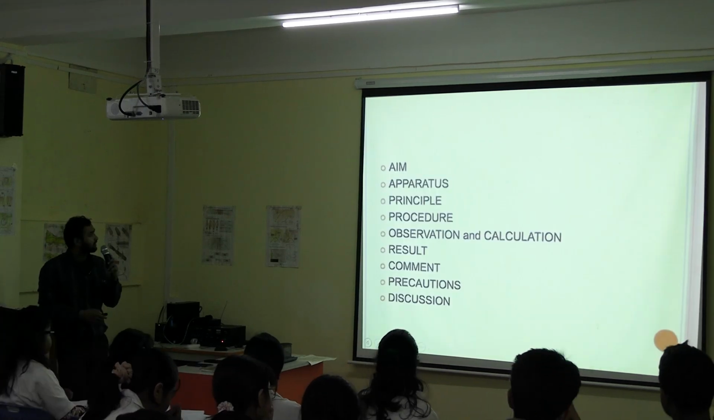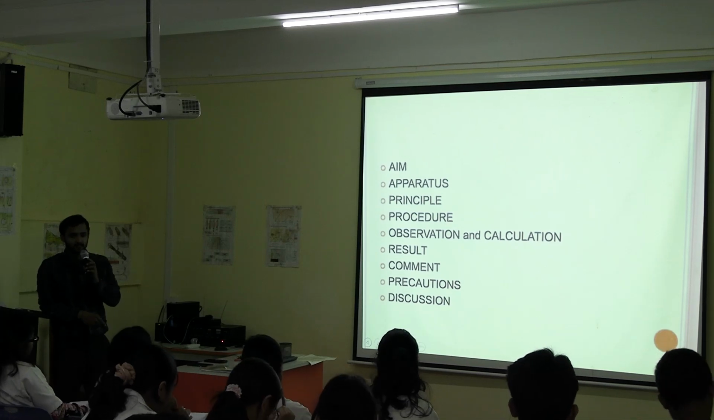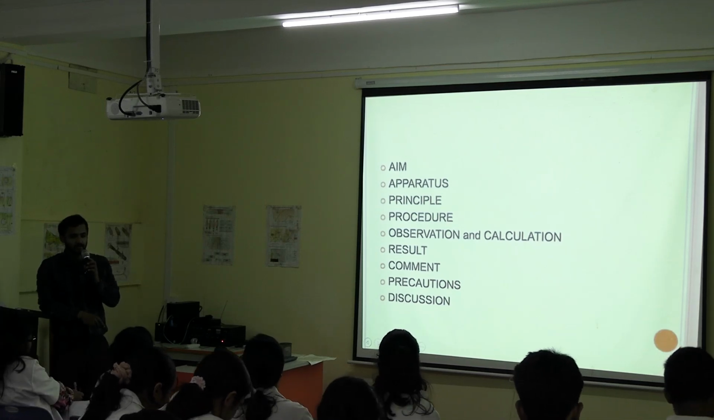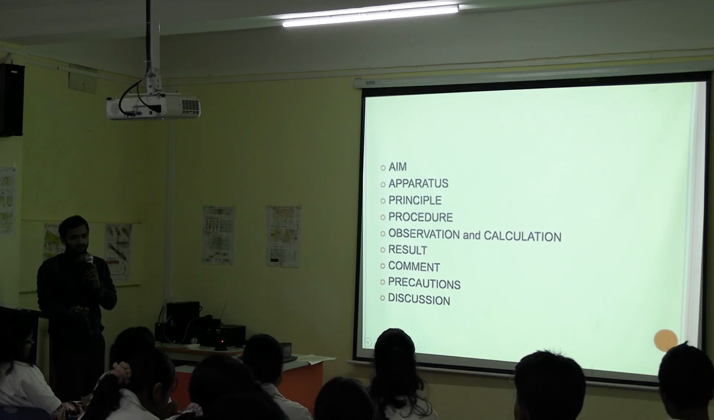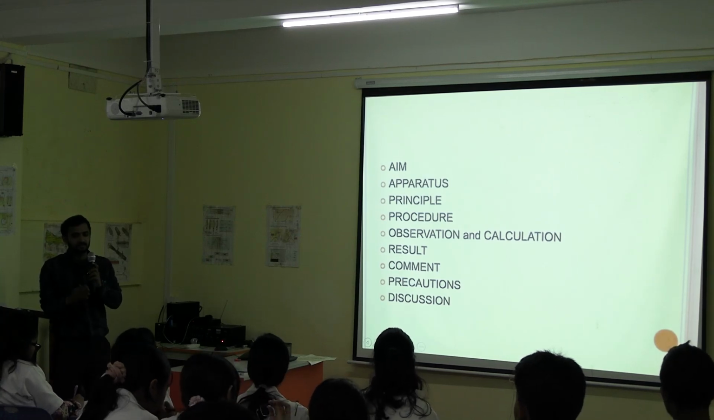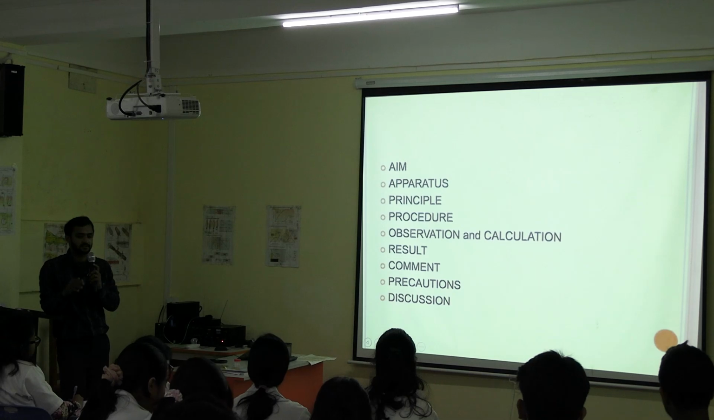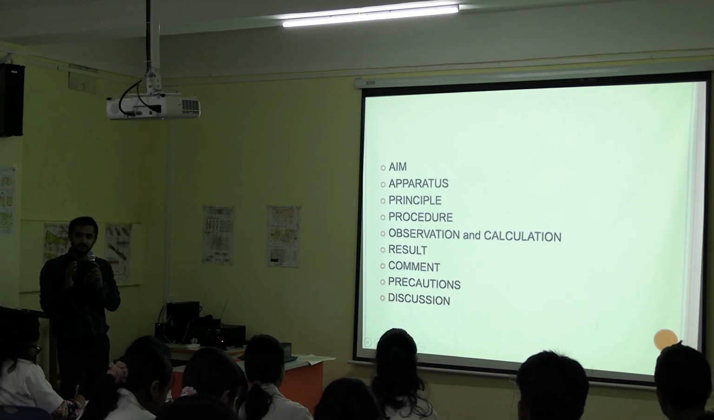Okay, so our aim, what is our aim? To determine the distribution or relative percentage of WBCs in a peripheral smear.